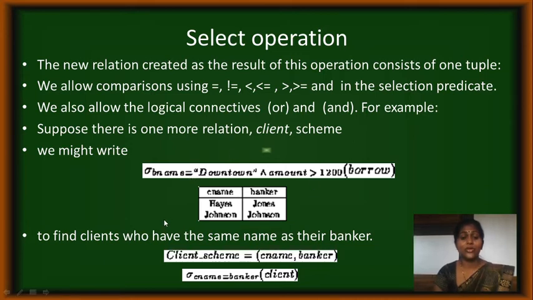This is how to find the clients who have the same name as their banker. The client name as well as the banker name must be the same. So then, using the client schema, I write cname and banker. This indicates cname equal to banker. Then both the columns must be equal. Then I am going to apply it on client.